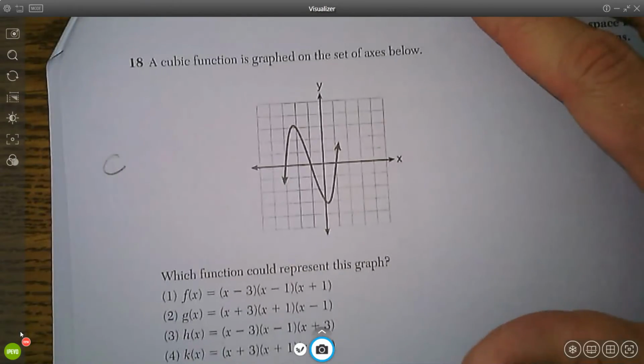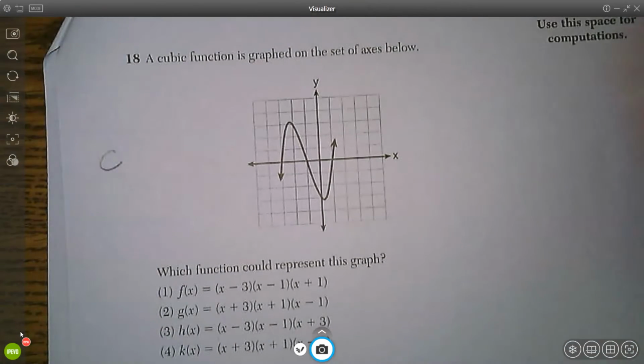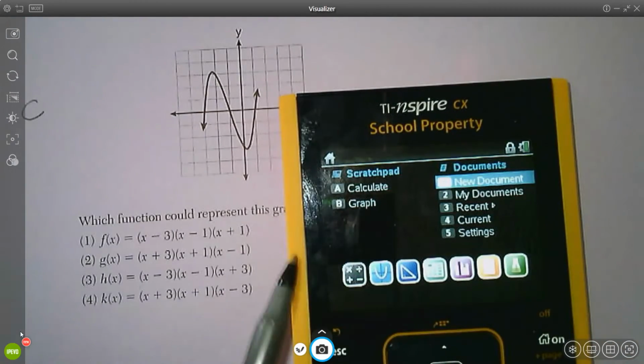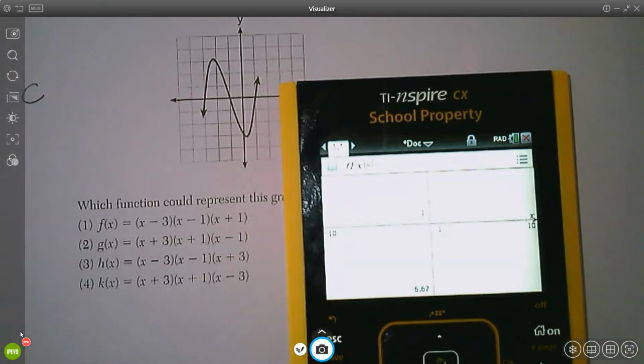A cubic function is graphed on the set of axes below. Which function could represent this graph? Okay, calculator. Just plug in each answer choice, see if it matches the graph or not. So if we do that with the first one, let me zoom in again.